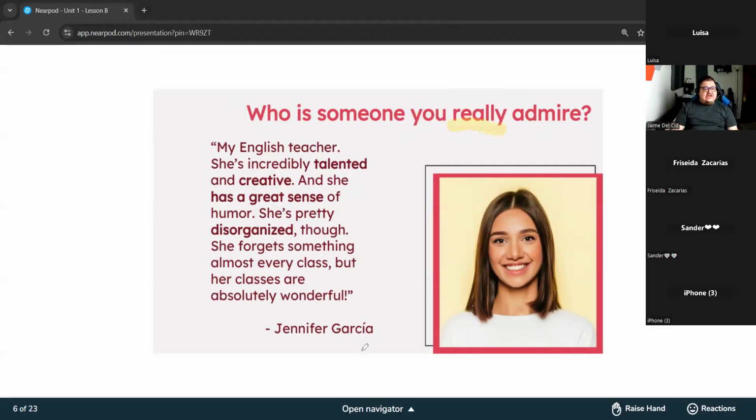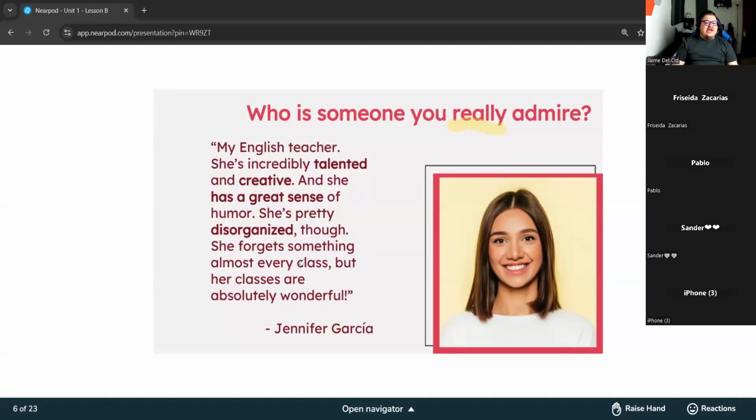So the answer for Jennifer is, my English teacher. She's incredibly talented and creative, and she has a great sense of humor. She's pretty disorganized though. She forgets something almost every class, but her classes are absolutely wonderful. Okay, so now Liz, it's your turn. Remember to read entire sentences with meaning, and if there is a period, you have to make a pause. So go ahead whenever you're ready.